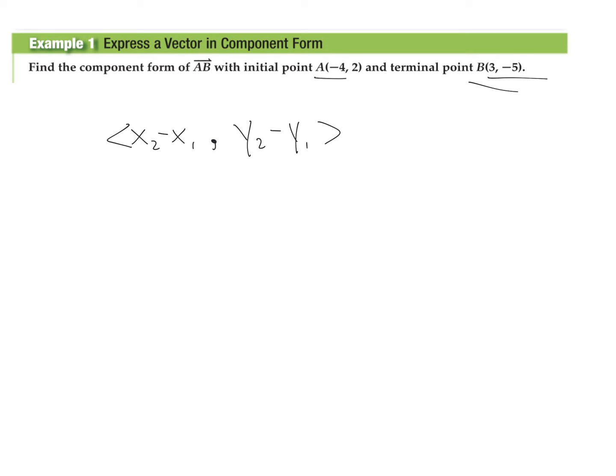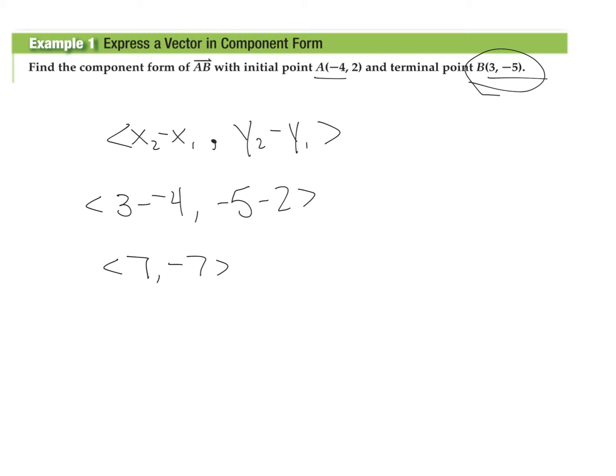Since this is the terminal point, I'm going to pick that. So we're going to have 3 minus -4, comma, -5 minus 2. And we get 7, comma, -7. So it's going 7 units in the positive direction and then 7 units in the negative direction as it goes along.